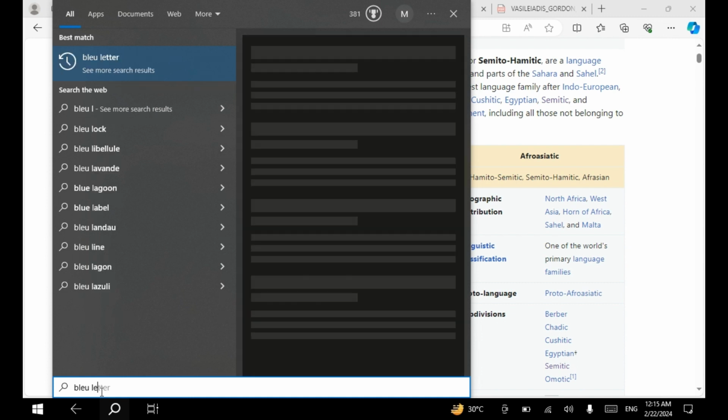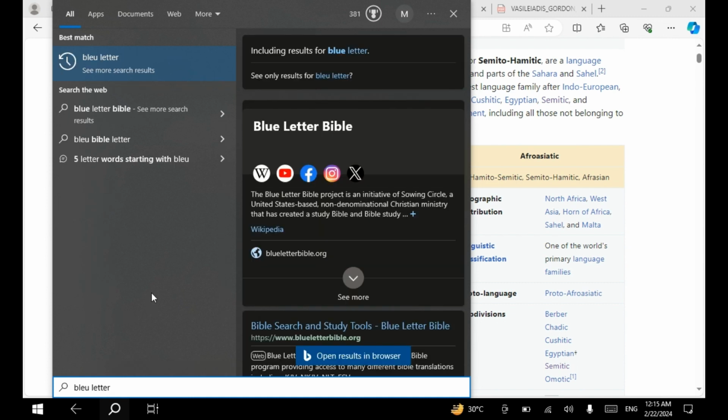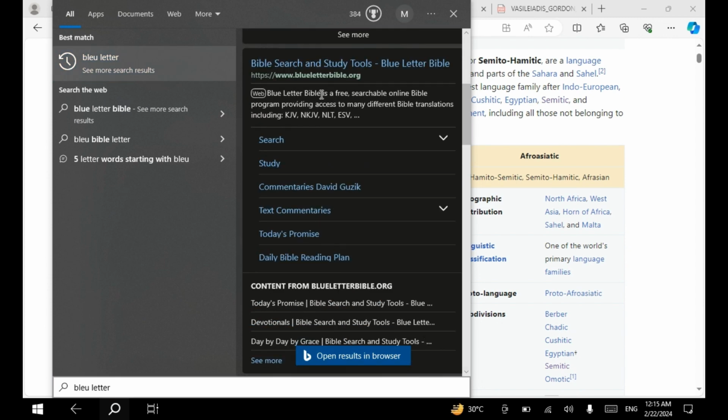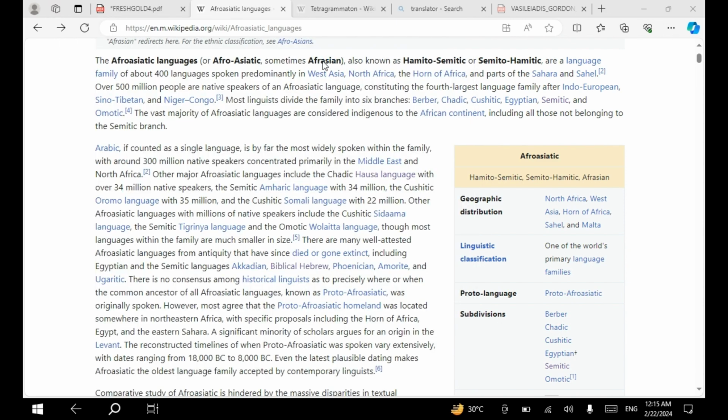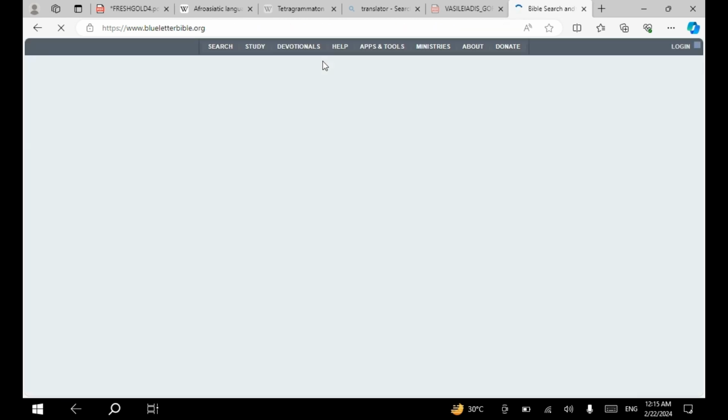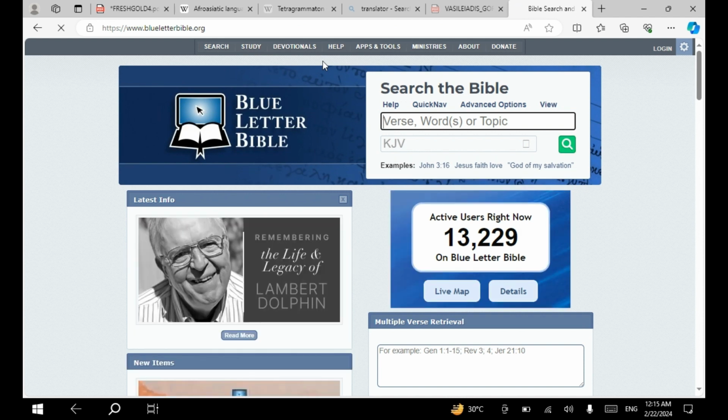Blue Letter Bible. I'm going to use Blue Letter Bible to prove what I'm saying. Afro-Asiatic is claiming Aram to be the founder of what? Writing.